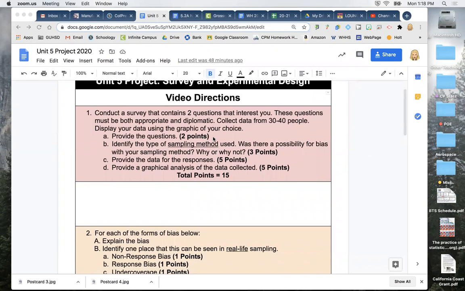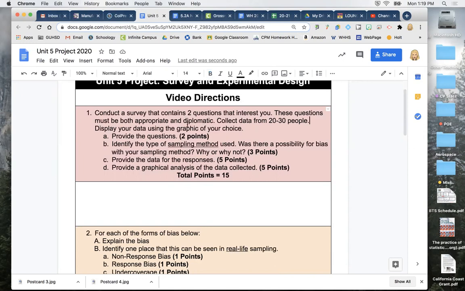You are going to conduct a survey that contains 2 questions that interest you. These questions must both be appropriate and diplomatic. I'm actually going to change this now. You need to collect data from 20 to 30 people. I had it 40 last year because we had access to people in class. That's a little bit different for this one.